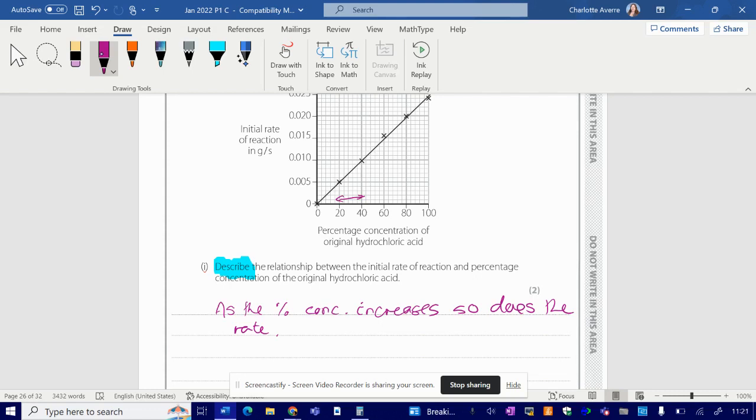Okay, so we've doubled it from 20 to 40. And it's also doubled from 0.05 to 0.1. Let's check that. We're now doubling it from 40 to 80. Does it do the same thing? Yes, it does. It's doubled there as well. Okay, so we can say the relationship is directly proportional mathematically.